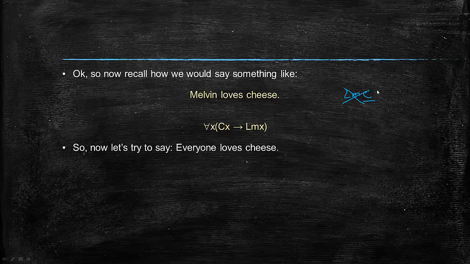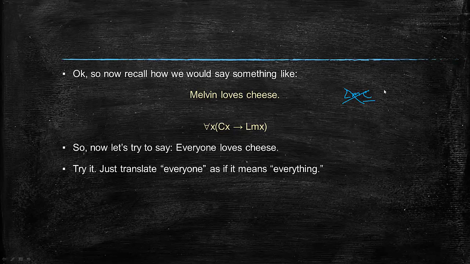So we know how to do that already. How do we say then everyone loves cheese? Everyone loves cheese, not just Melvin, but everyone. Well, what we're going to do is just translate everyone, first of all, as everything. Okay, that's the simplifying assumption we'll make here. Everyone often means every person, but we'll just translate it as meaning everything.